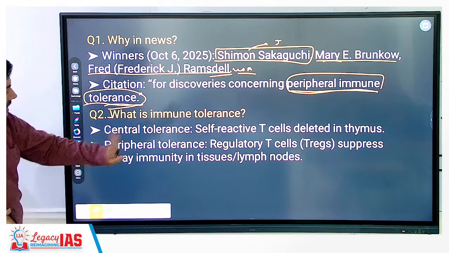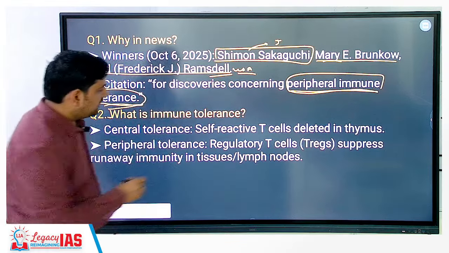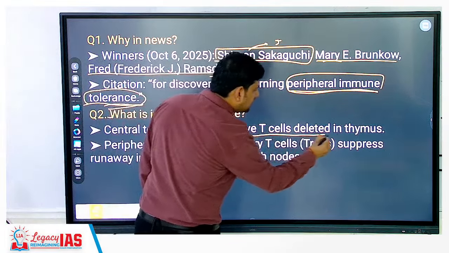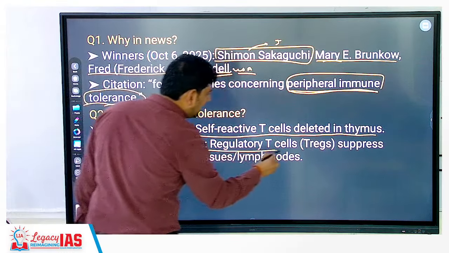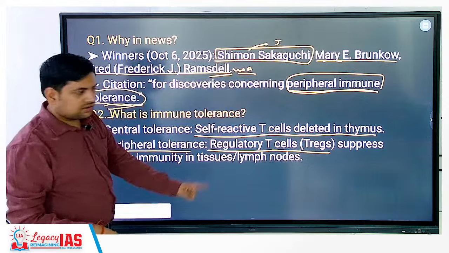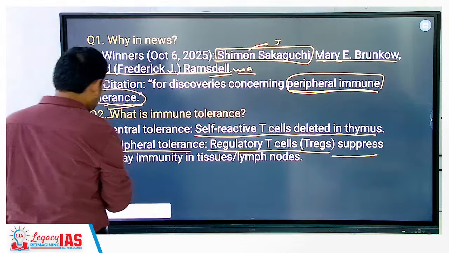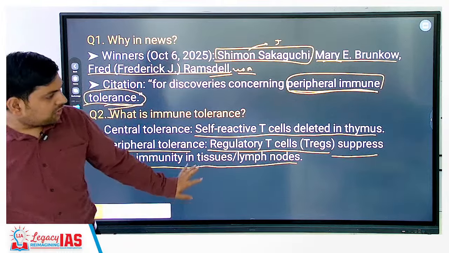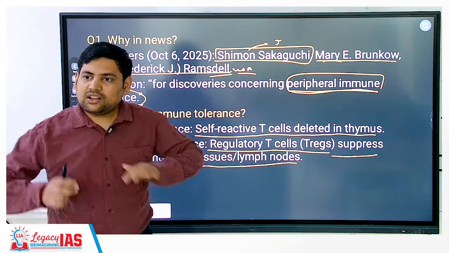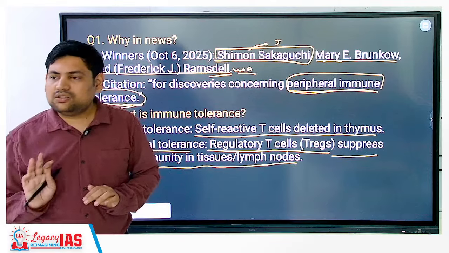Then what is immune tolerance? See, central tolerance is when self-reactive T cells are deleted in the thymus. Peripheral tolerance is regulatory T cells. This is the trick that we understood. It suppresses runaway immunity in tissues or lymph nodes, that is outside the thymus. It suppresses the other T cells that can destroy the normal cells.